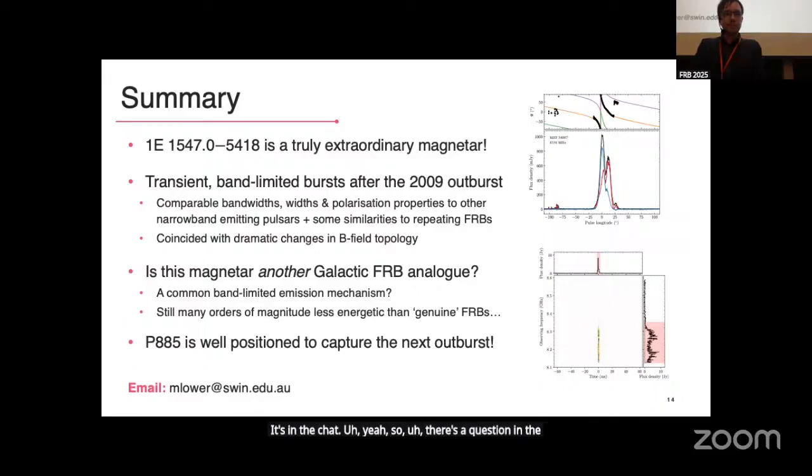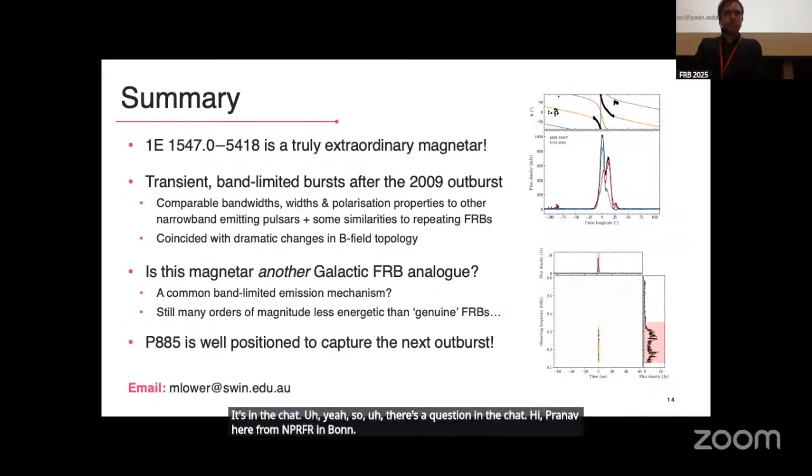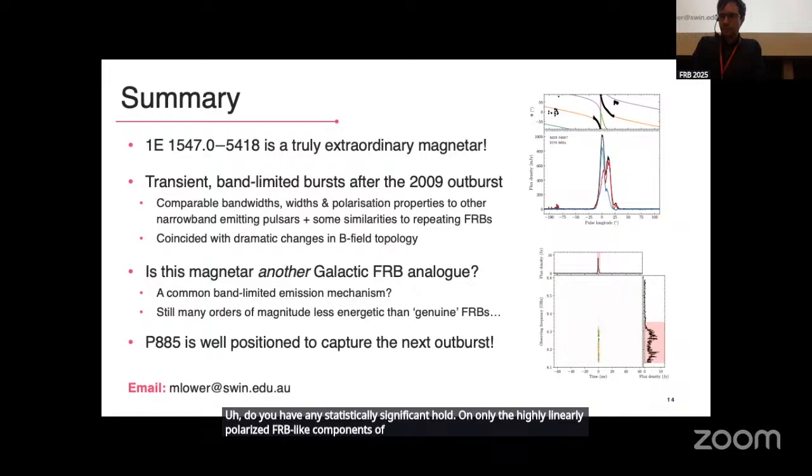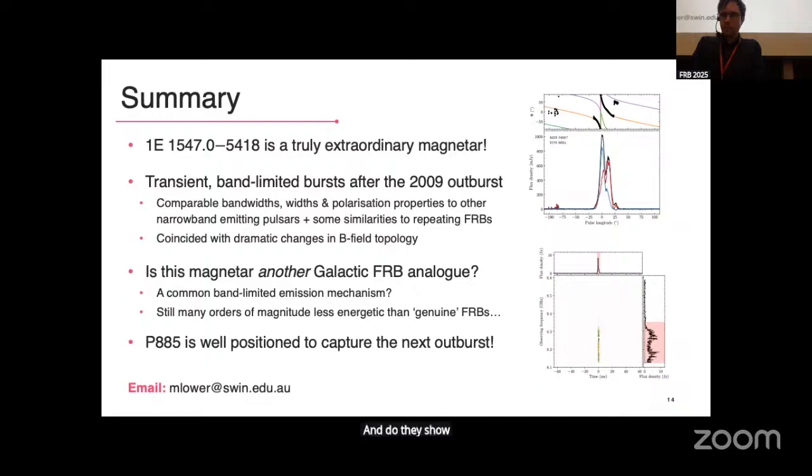Hi, Pranav here from MPIfR in Bonn. Do you have any statistically significant hold on only the highly linearly polarized FRB-like components of this magnetar? And do they show distinct polarization and spectral properties?